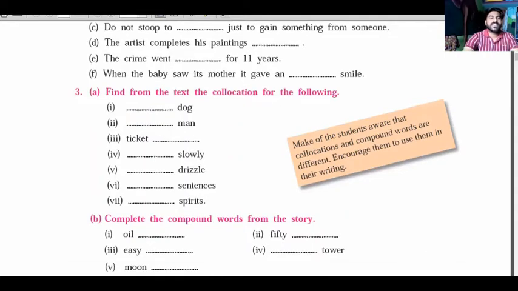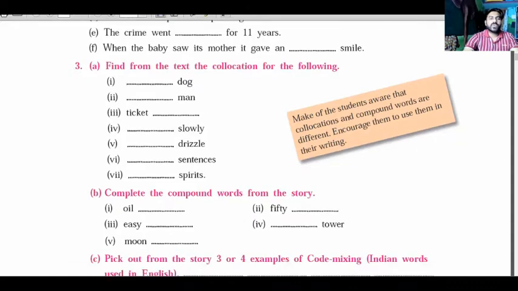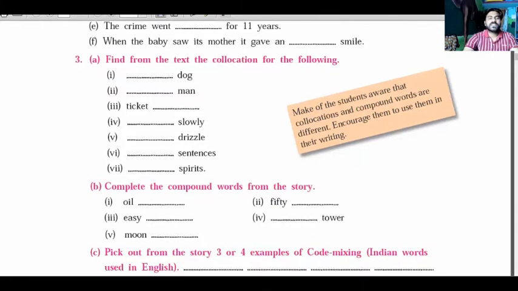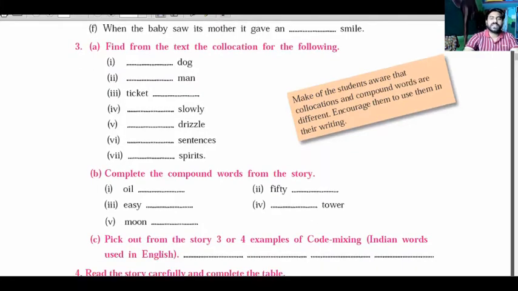The first, there is a word dash dash and dog. So what can we write there? We have to write stray dog, and this word came in our story we learned before. Next is man. So we have to write there careless man. Then third, ticket, it means we have to write there ticket office. Okay, let's move.